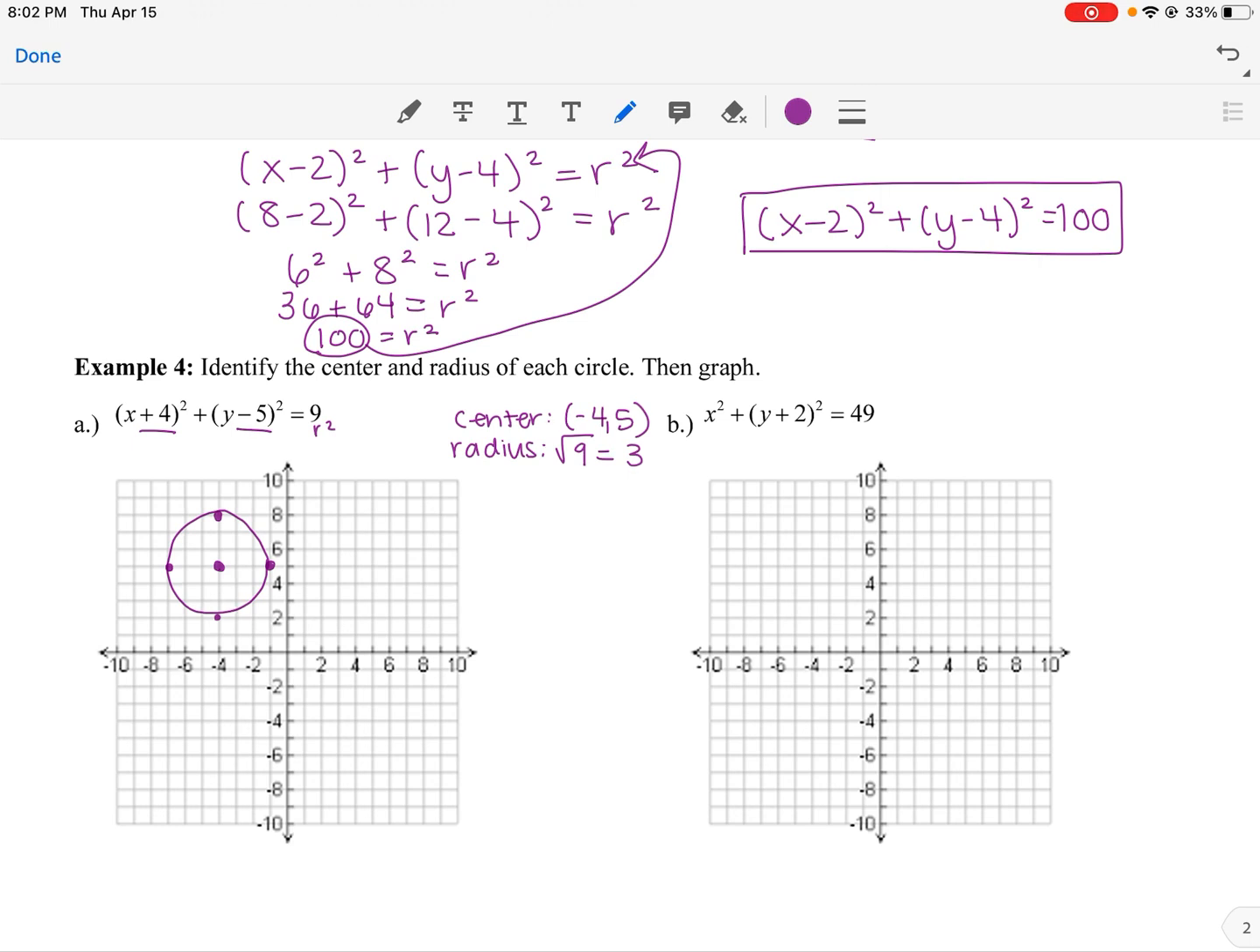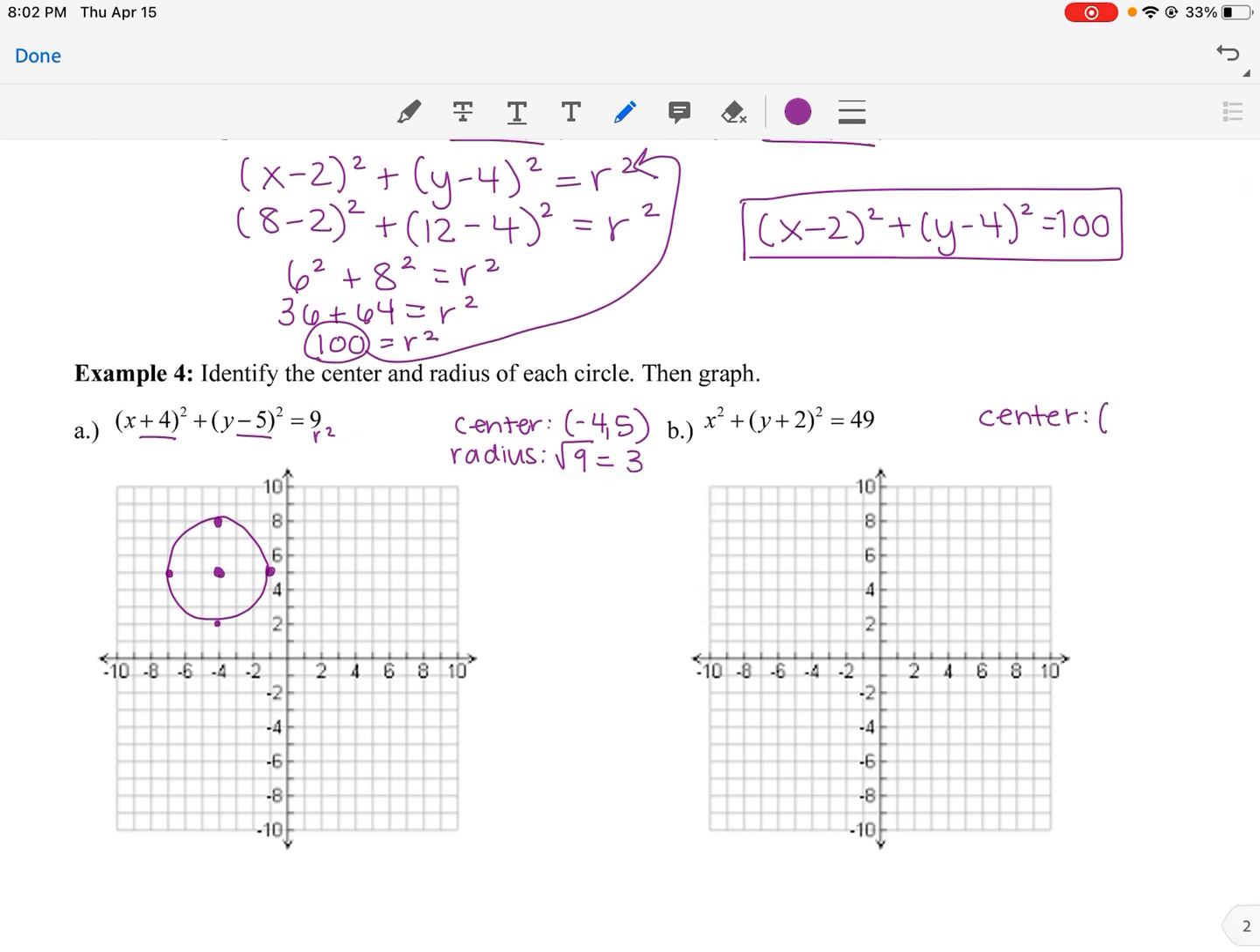Okay, one last one here. The center. Ooh, this is a little tricky. There's nothing there with x. So what number would I plug in for the center? I would plug in 0. My y value would be negative 2. So then the radius is the square root of 49, which we get as 7.